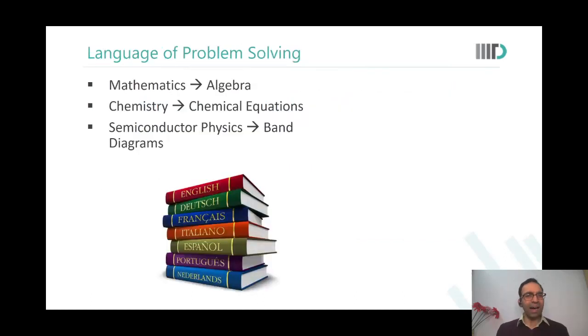Coming to a still higher level of abstraction, the third one, the substance field diagram that I talked to you about.